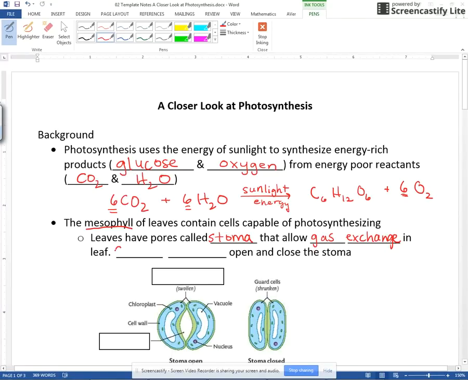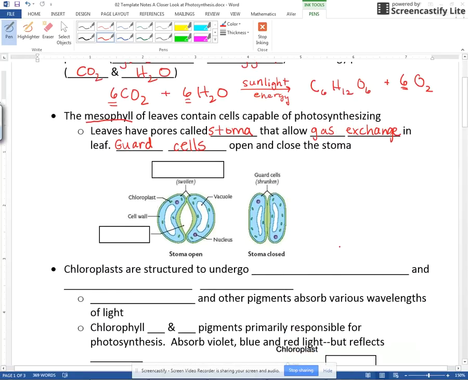But in order for the stoma to open and close, there are certain kinds of cells that are responsible for opening and closing the stoma. So let's take a closer look at these cells. These are called guard cells. So this is a picture pointing to the guard cells here. Right? And the opening in between is the stoma. So here you have your cell wall, your chloroplast, and then your vacuole.